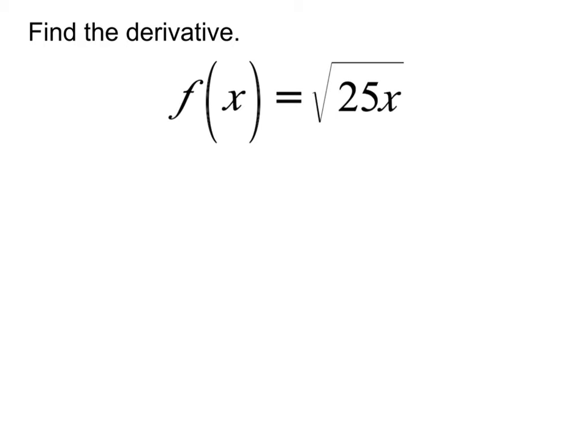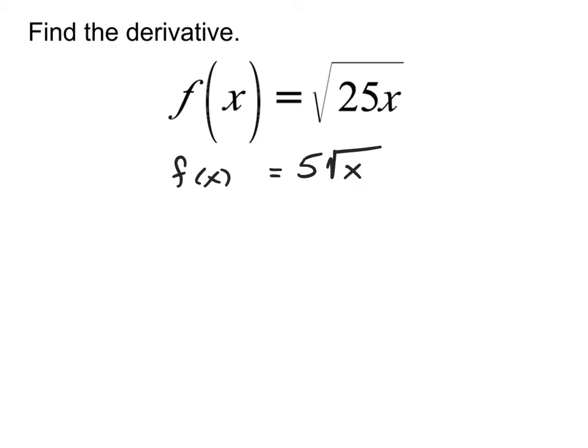Now, right now, we've got this 25x inside the square root. We don't really have a way to find the derivative with that 25 still inside of the square root. So the very first thing you should do is rewrite this function. Now, when you see the square root of 25x, that means you can do the square root of the 25 and then the square root of x. The square root of 25, of course, is 5, so this whole thing just equals 5 times the square root of x.